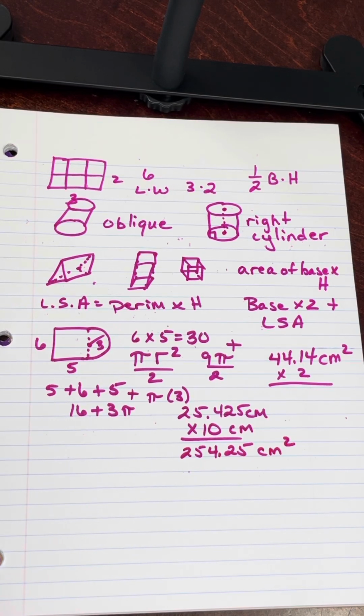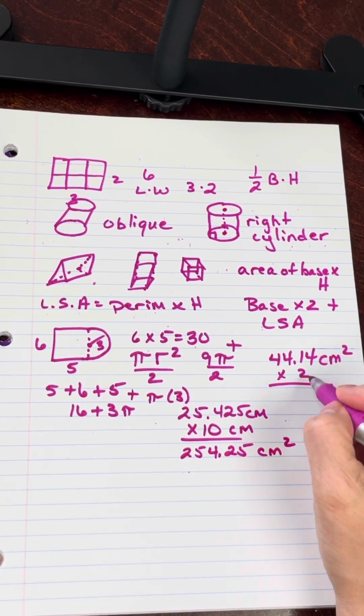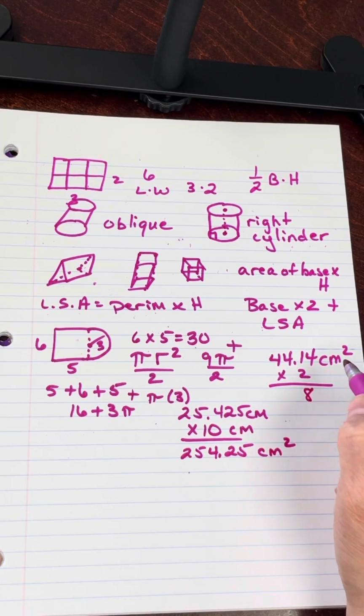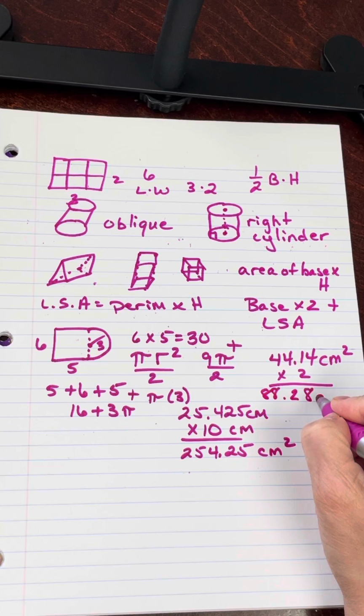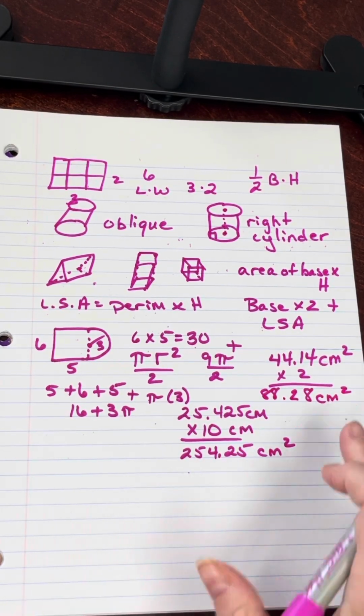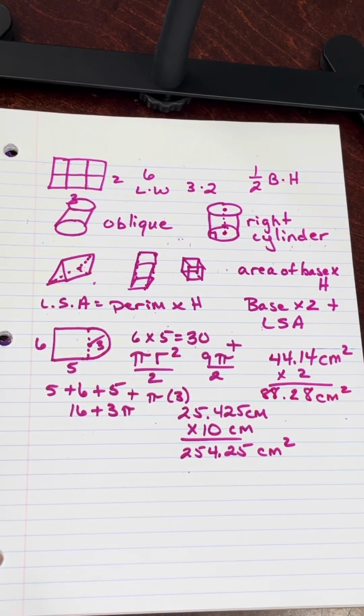Area is always squared. So we're going to take our answer here, which we can do quickly, and you can check it on your calculator. So 88.28 centimeters squared needs to then be added with the 254.25 for the final answer of 342.53 centimeters squared. Now example 2 asks to find the surface area for this right prism.